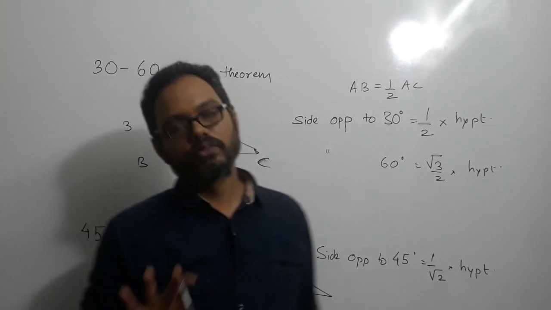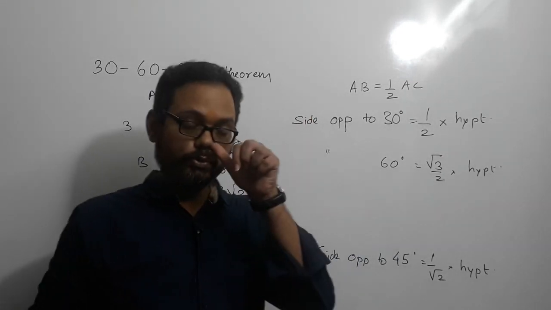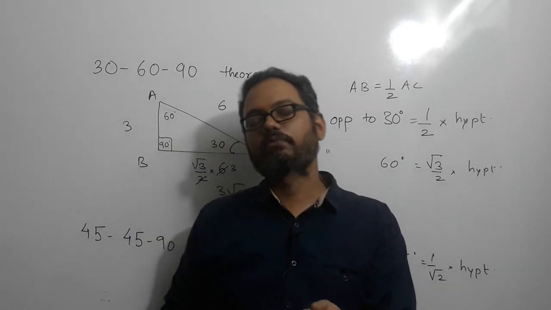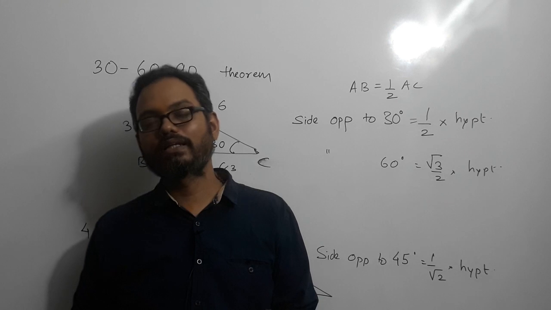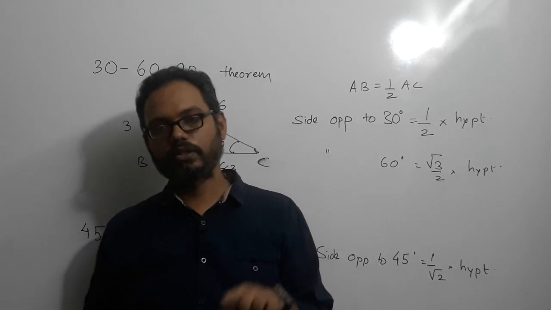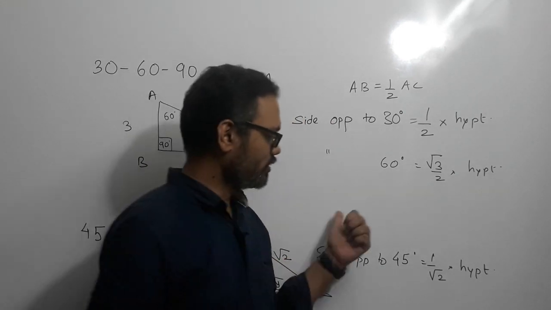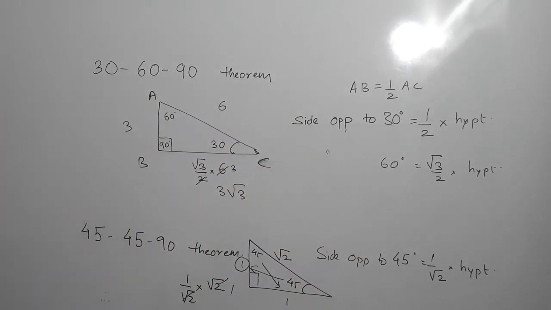What it is, we'll see to it later. Once we do examples, then you will come to know what the application is. But you need to remember one thing: what is the side opposite to 30 degrees? Half of the hypotenuse. 60 degrees, root 3 by 2 of the hypotenuse. 45 degrees, 1 by root 2 of the hypotenuse. Just make a note, we'll take it further.